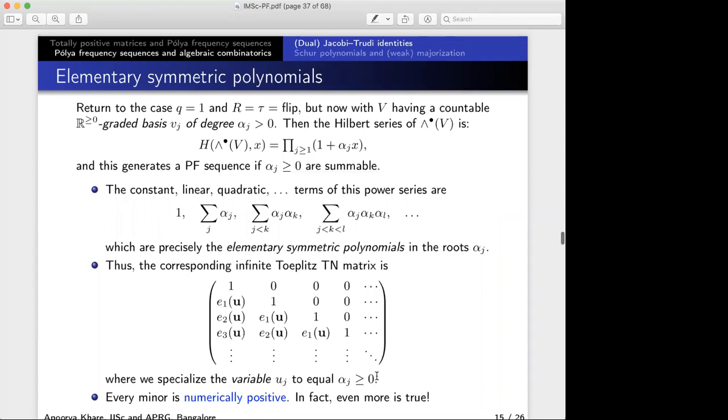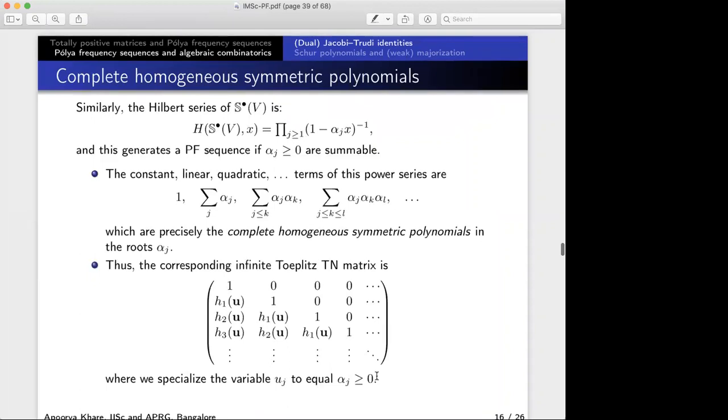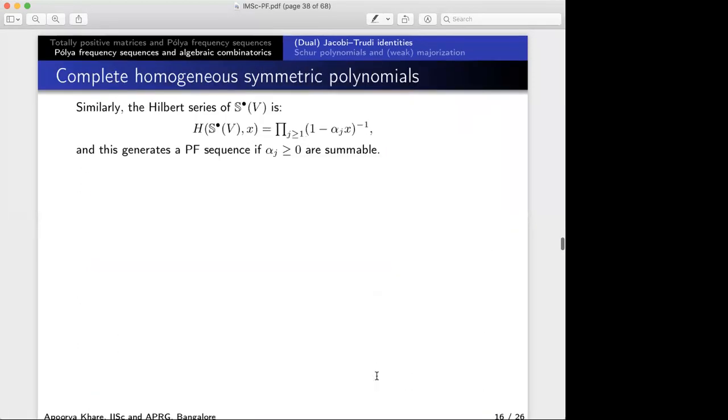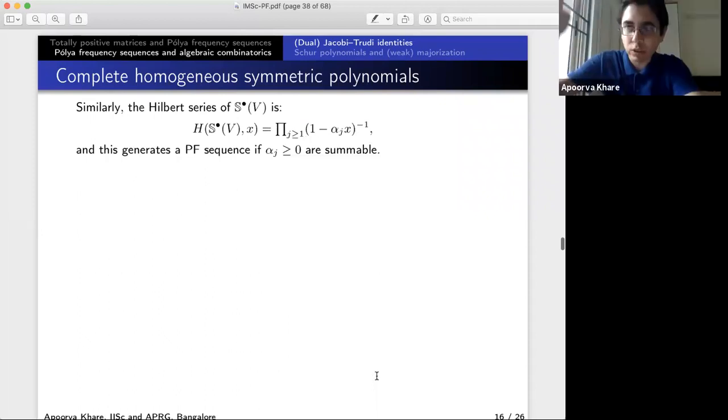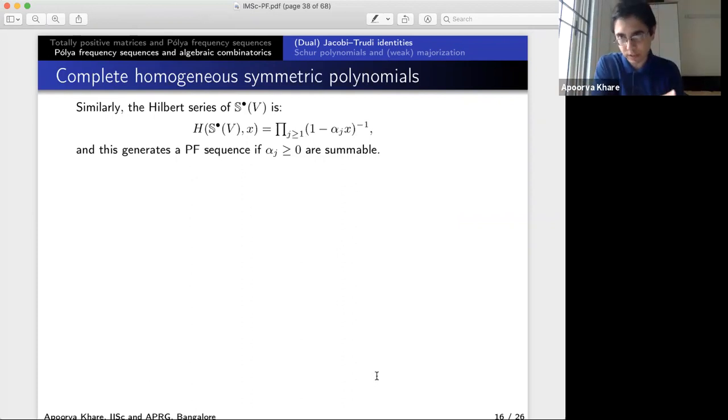Excuse me, I'm having trouble seeing which way the argument is flowing. For example, with this page, when you say this Hilbert series generates a PF sequence, where does that come from? I'll tell you why again. If you look at the matrix with ones on the diagonal and below, zeros above, then that matrix is totally non-negative. You can check that directly by just calculating minors, determinants. Therefore, that matrix corresponds to 1, 1, 1, 1, 1. So that corresponds to the geometric series 1 over 1 minus x.